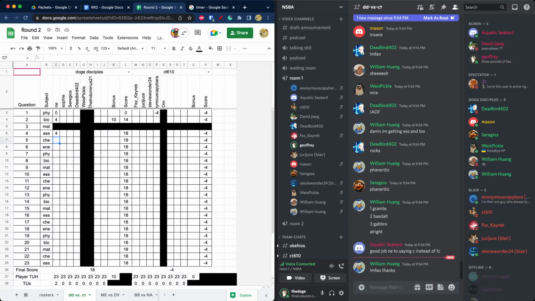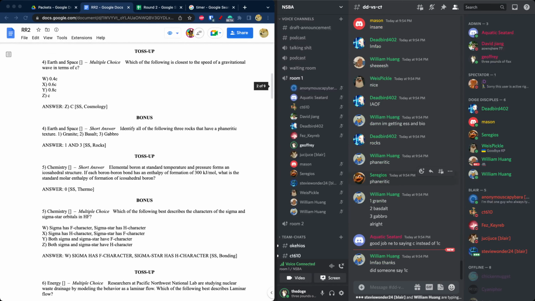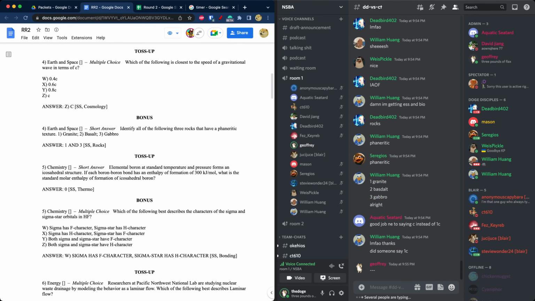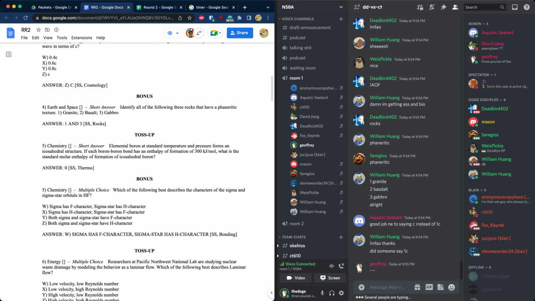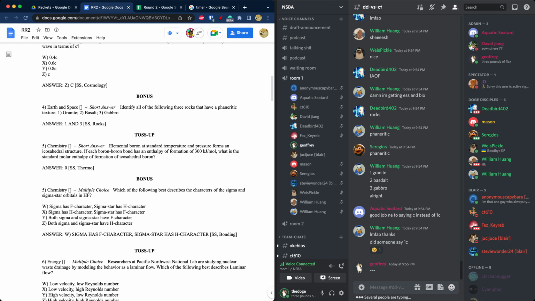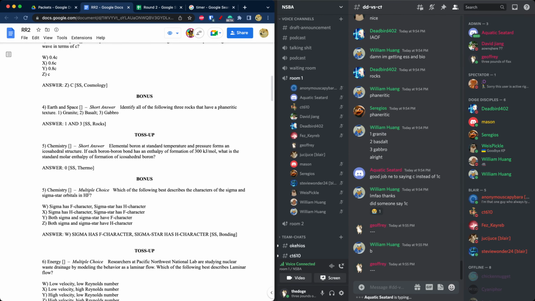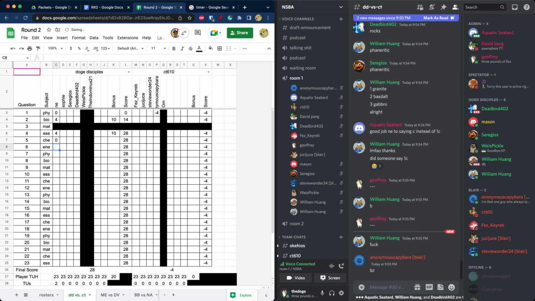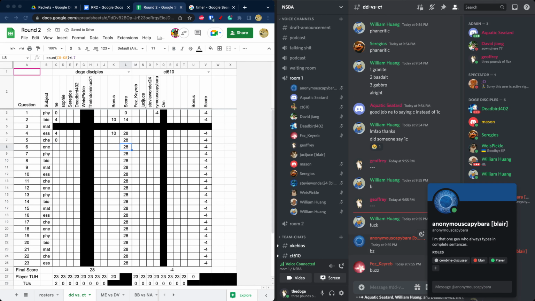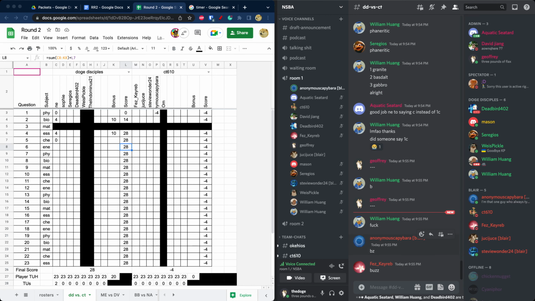That's correct. Nice. Toss up chemistry, short answer. Elemental boron at standard temperature and pressure forms an icosahedral structure. If each boron-boron bond has an enthalpy of formation of 300 kilojoules per mole, what is the standard molar enthalpy of formation of icosahedral boron? Nay. 6,000. Sorry, that's incorrect. Anonymous. 9,000. Sorry, the correct answer is 0.